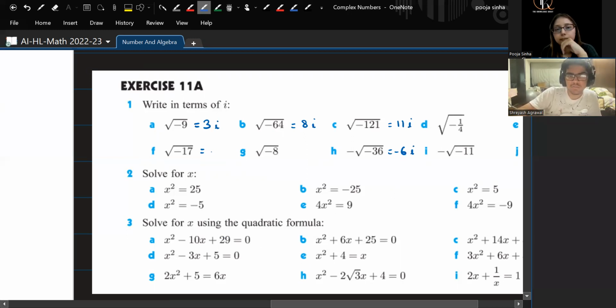17 is a prime number, so I don't know how to do it. So can we find out the root of 17? We can leave it as under root of 17, or we can put it in the calculator and get the value. Otherwise, how can I break it? I can break it as root 17 into root -1. And this becomes root 17 i. But i doesn't have an under root. i is separate. Got it?